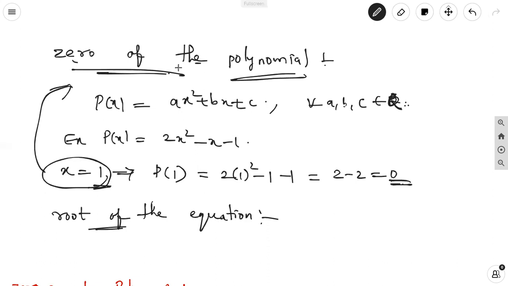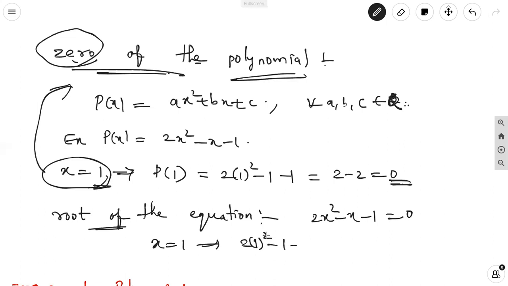When we take the polynomial, the value is said to be the zero. In the same way, we take the quadratic equation 2x square minus x minus 1 equal to 0. Again, suppose we take x equal to 1, it is 2 into 1 square minus 1 minus 1 equal to 0, that is 2 minus 2 equal to 0, 0 equal to 0. So it satisfies the equation. The LHS equal to RHS means it satisfies for x equal to 1.